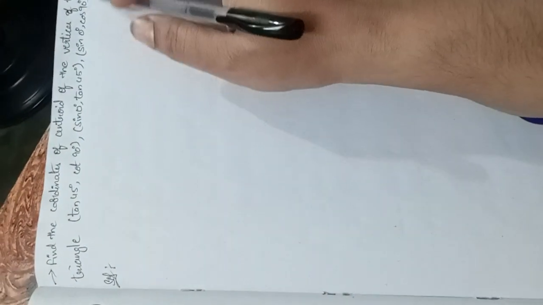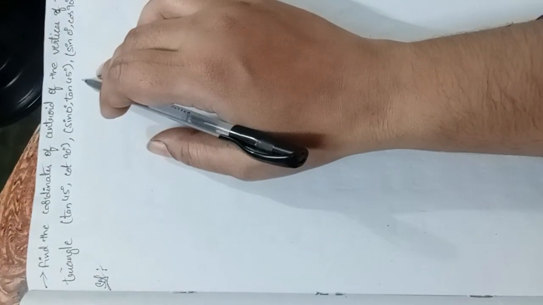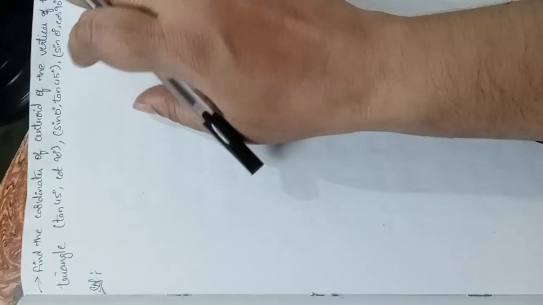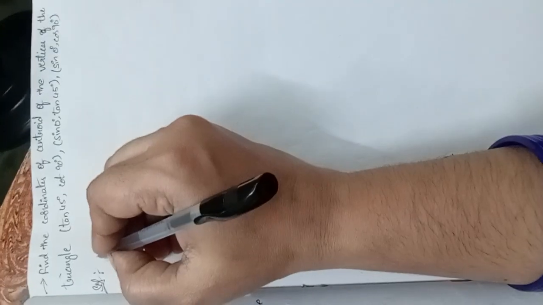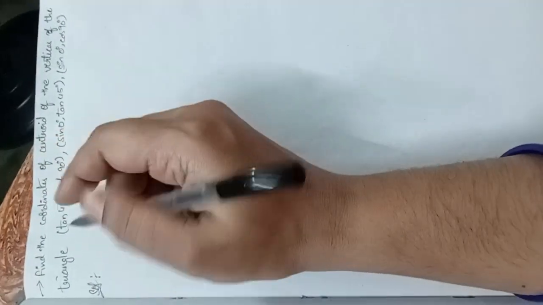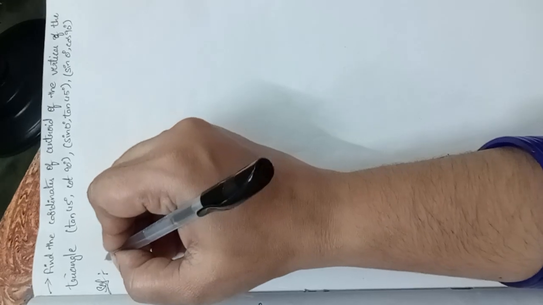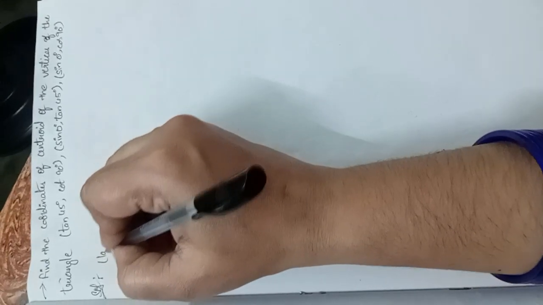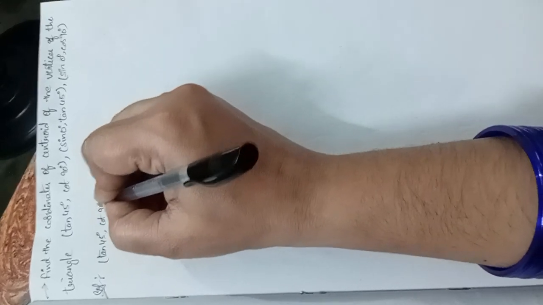The question is, find the coordinates of the centroid of the triangle with vertices (tan 45, cot 90), (sin 0, tan 45), (sin 0, cos 90). These are given in terms of trigonometric ratios, so let us change them to normal integers or real numbers. The first one is (tan 45, cot 90 degrees).